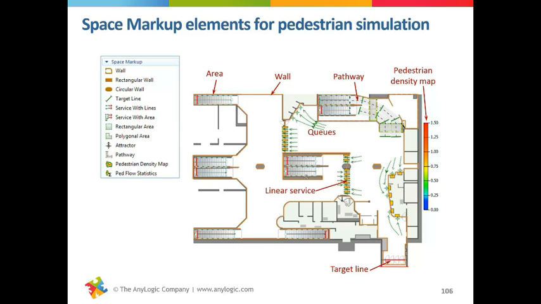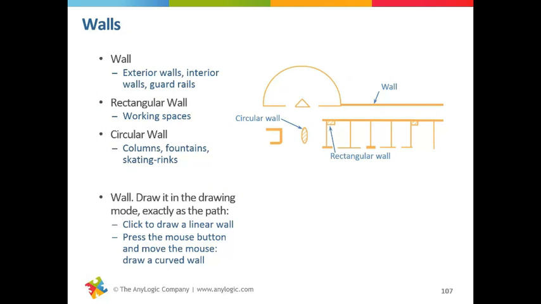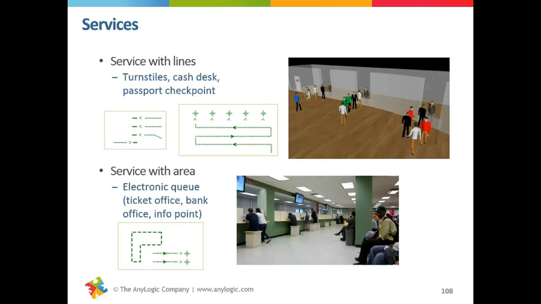Areas, walls, pathways, queues, pedestrian density maps, linear service, and target lines are some of the space markup elements in pedestrian modeling. You can have walls which are straight, rectangular, or circular to represent working areas or columns. Surfaces with lines or with waiting areas can be used in pedestrian models.